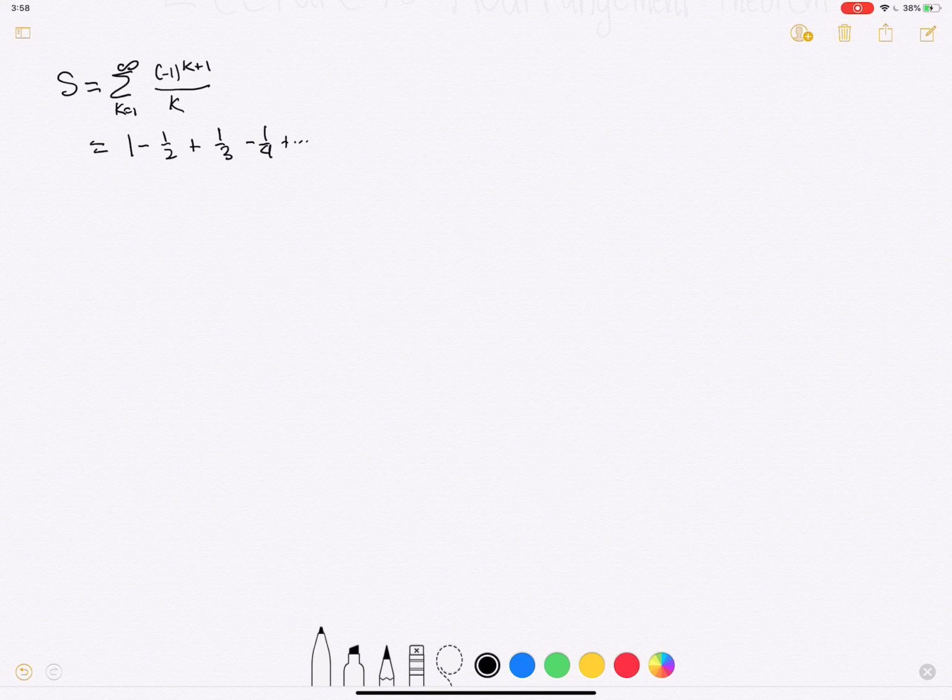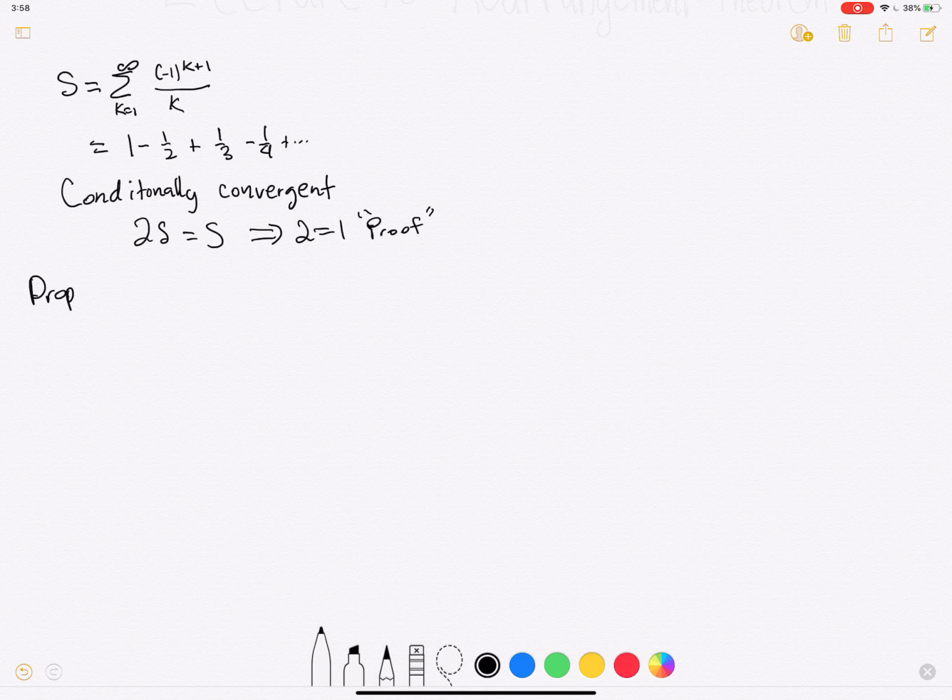This is conditionally convergent. From our 2s equals s implies 2 equals 1 proof. Not really a proof. We just showed a contradiction, so that I showed it must converge to the same value. So proposition, let's do a formal proof of that for more general sequences. Every rearrangement of an absolutely convergent series converges to the same limit.